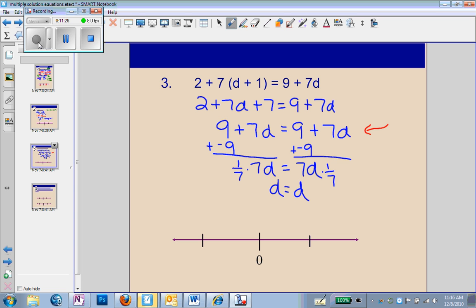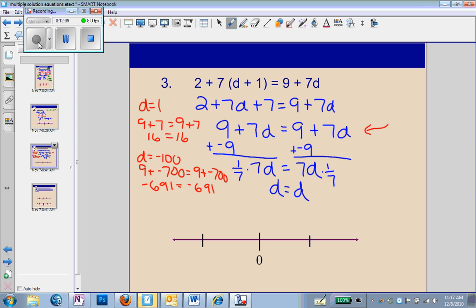Now let's say that D is equal to 1. We get a true statement, right? Because we end up with 9 plus 7 equals 9 plus 7, or 16 equals 16. So if D equals 1, we get a true statement. What if D equals -100? We end up with 9 plus -700 equals 9 plus -700. So we still end up with the two sides equaling each other.